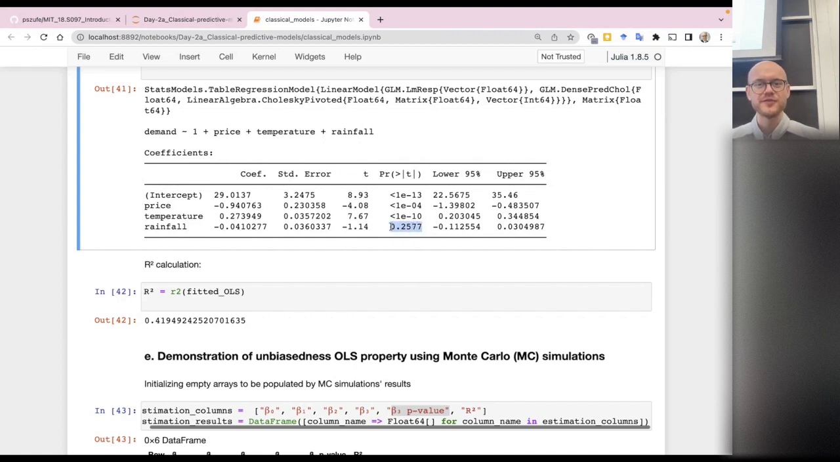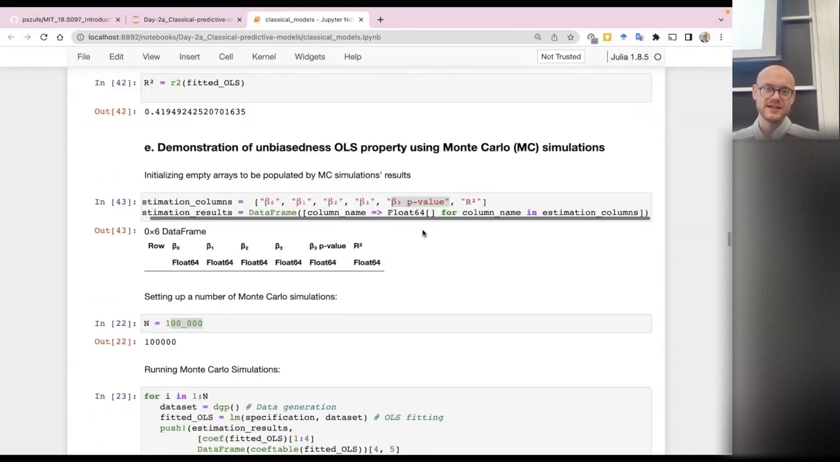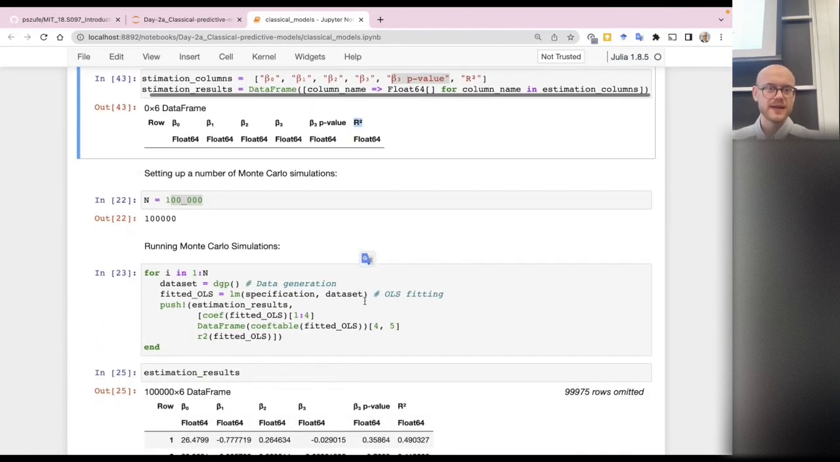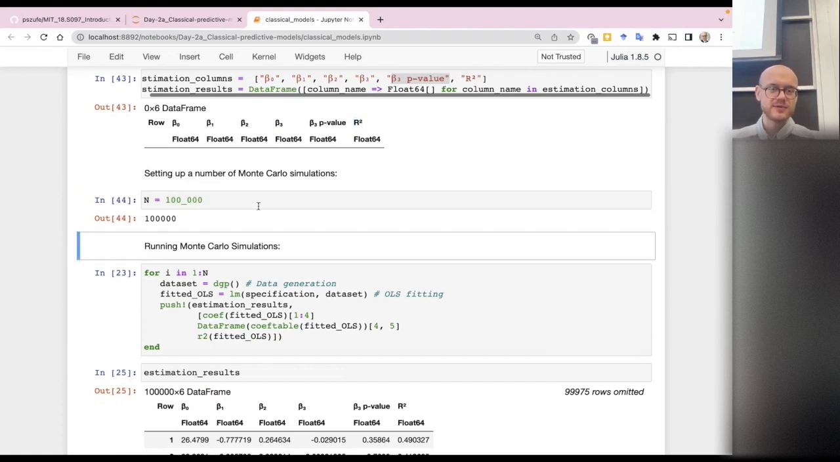What we want here is to have a p-value higher than 10% or 5%, because if this happens, we know that the hypothesis test provides us with a good decision. So we will see if it is correct all the time, or how often. And we are also saving R squared to see how it differs. Okay, so let's run the simulations.